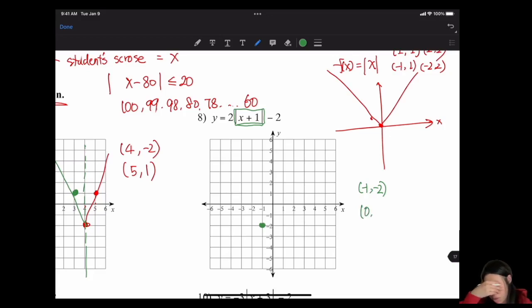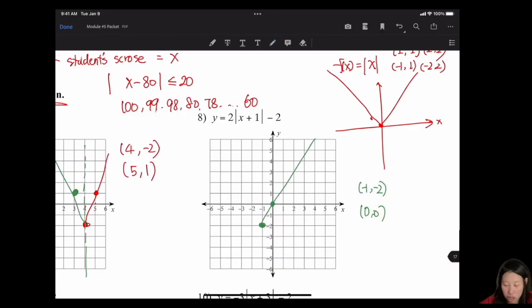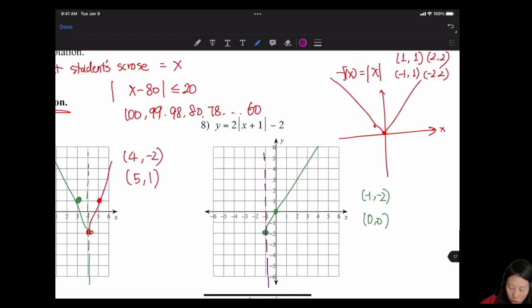When x equals 0, we have 0 plus 1, 1, 2 times 1 is 2, 2 minus 2 is 0. So (0, 0). We'll be here, so the line is going to look like this one. And then since it's symmetric over this point, we can find another point in here and connect them. So this is the graph.